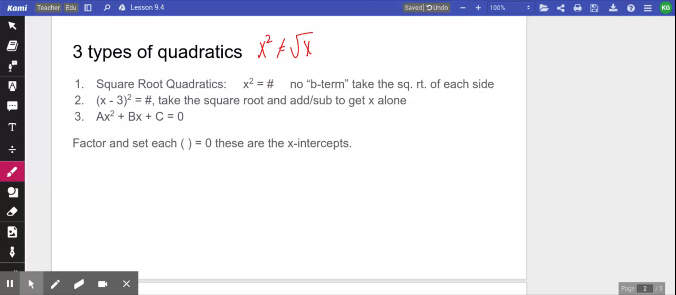So when we have x squared equals a number, in order to undo it, we're just going to square root both sides. Now, when we take the square root of a number, though, remember there are 2 answers. One's a positive and the other is a negative.